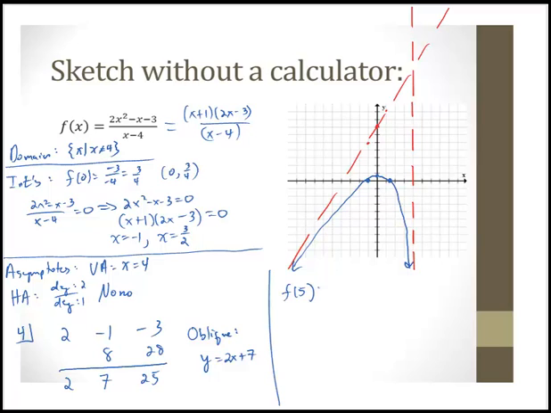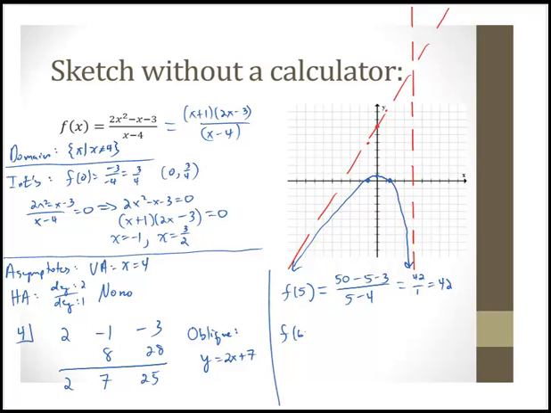What's f of 5? f of 5 would be 2 times 5 squared. That's 2 times 25, that's 50, minus 5, minus 3, over 5 minus 4. So 50 minus 5 minus 3, that's 42 over 1. That's 42. f of 5 is 42. So I probably should have used a different scale. I've got a point that's way up here somewhere.